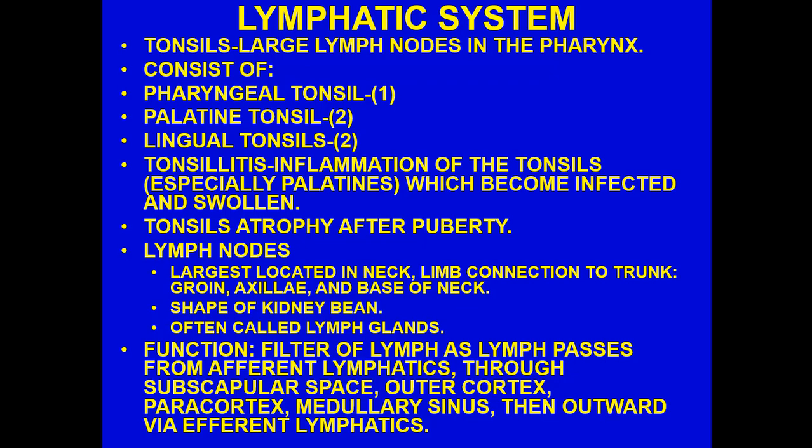Remember, afferents are heading toward a particular structure. And what they do is you have the lymph pass through the subcapsular space, the outer cortex, the paracortex, the medullary sinus, and then they come outward via the efferent lymphatics. And if you want to know which one's which, real simple: for any lymph node, you'll have more afferent lymphatic vessels than you will have efferent lymphatic vessels.